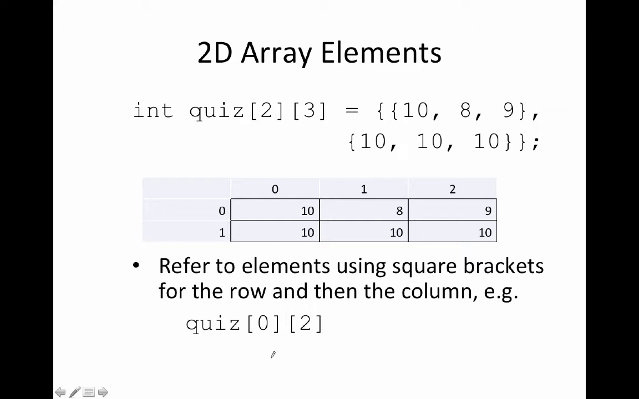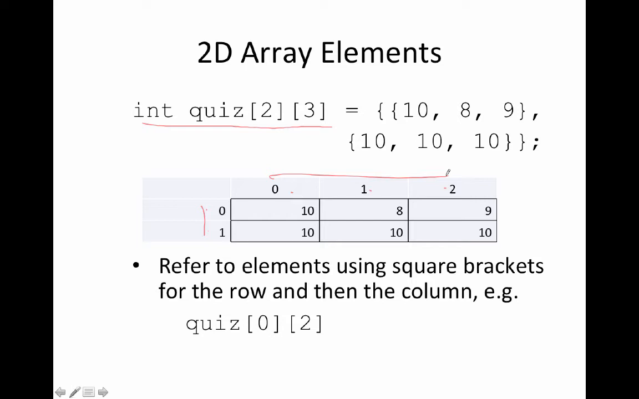So this is what the two-dimensional array looks like if we have declared it as a 2 by 3 array and initialized all of the elements. So we have an array that has 2 rows and 3 columns, and again the indices start at 0, so the row indices are 0 and 1, the column indices are 0, 1, and 2.